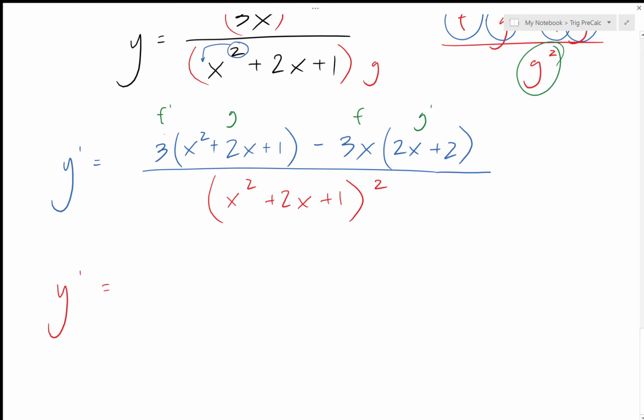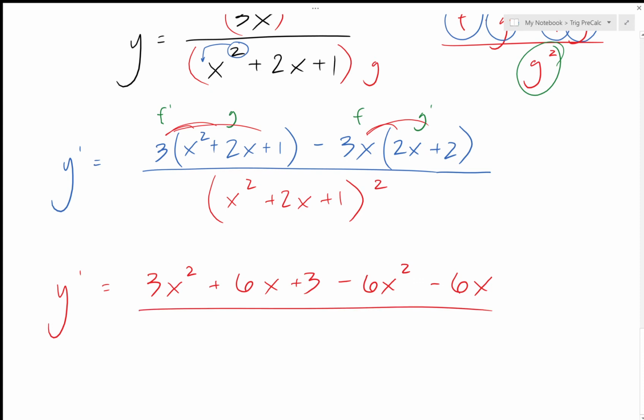So up here, let's multiply that 3 to all of these. So 3x squared plus 6x plus 3. Multiply this in minus 6x squared minus 6x. And then on the bottom, well, looks like we're just leaving that alone for now. You can square that. You'd have to write it twice. Remember that exponent 2 doesn't get applied to everything.